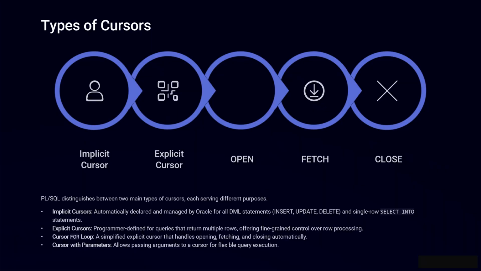Types of cursors: implicit cursors, explicit cursors with open, fetch and close. An implicit cursor is automatically declared and managed by Oracle for DML statements, which are insert, update and delete, and for single-row SELECT INTO statements. An explicit cursor is defined by the programmer for queries that return multiple rows. A cursor FOR loop is a simplified explicit cursor that handles opening, fetching and closing automatically. A cursor with parameters allows passing arguments to a cursor for flexible query execution.